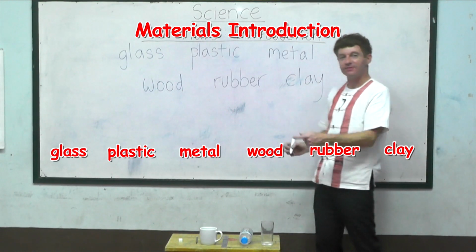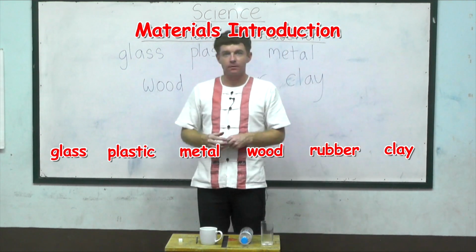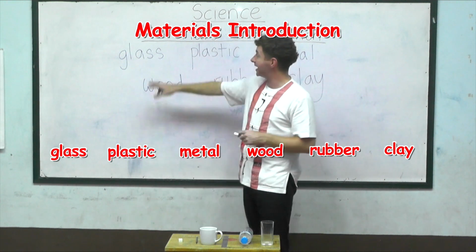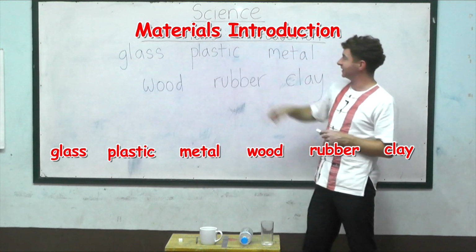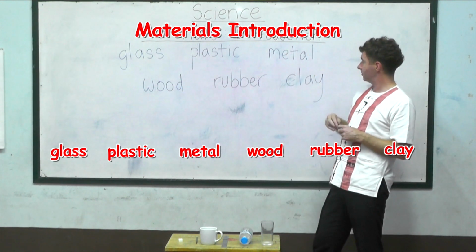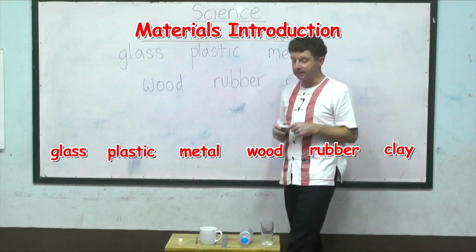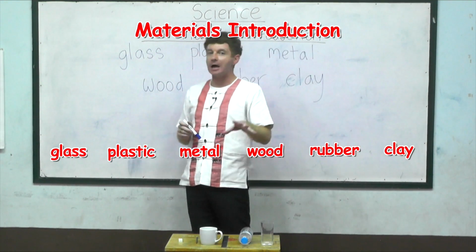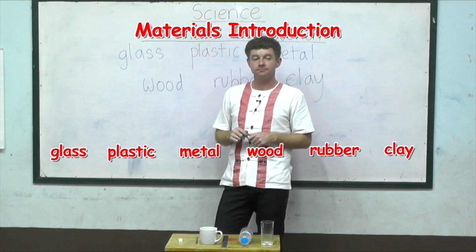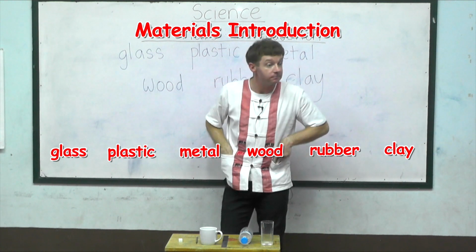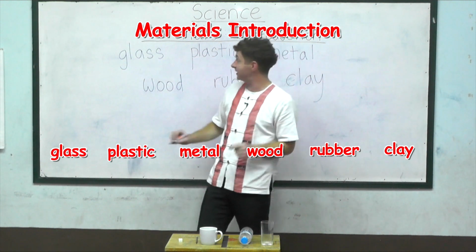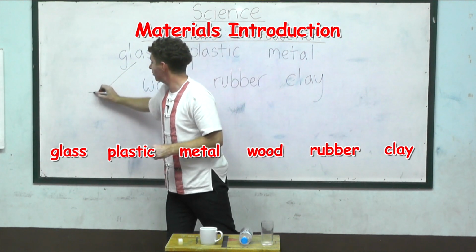So here we have 6 items on our table, and each item is made from a different material. One more time, guys. We have glass, plastic, metal, wood, rubber, clay. Now we've got some examples of items that are made from these. Can anybody think of anything else that is made of glass? Anyone? TV. A TV screen, yes. The screen on a TV is made from glass.